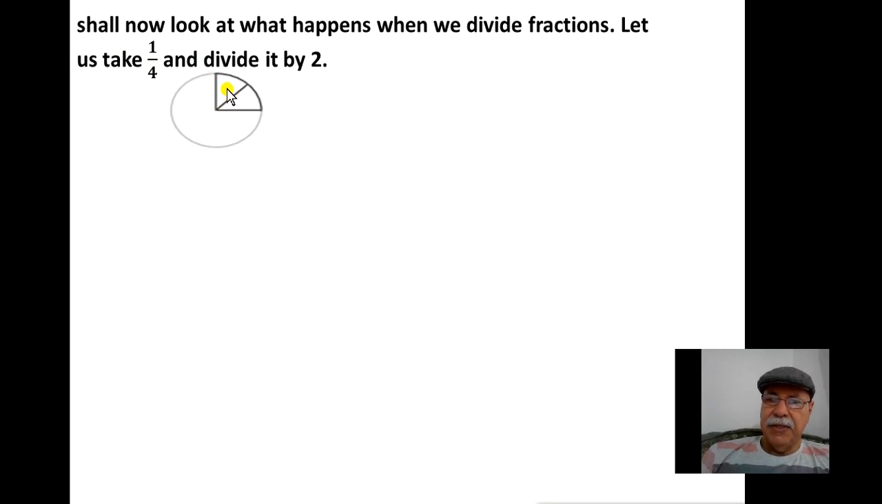You see this quarter, we want to split it into 2 parts from this whole circle, and we write the process like this: quarter divided by 2.